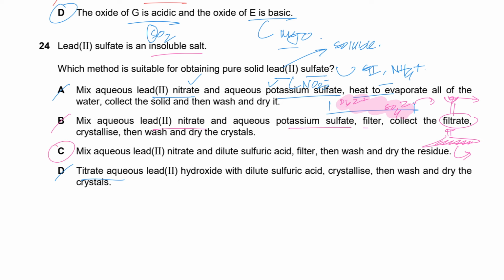And obviously C is the correct option. Mix lead nitrate, dilute sulfuric. Yeah, you could also take dilute sulfuric acid because it has SO4 2 minus ions, right? And lead is 2 plus.